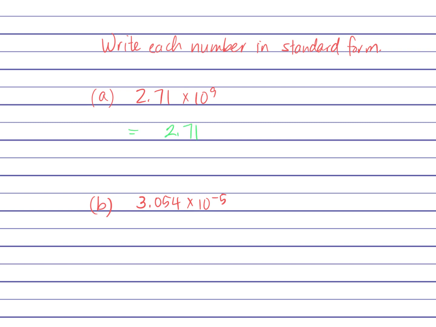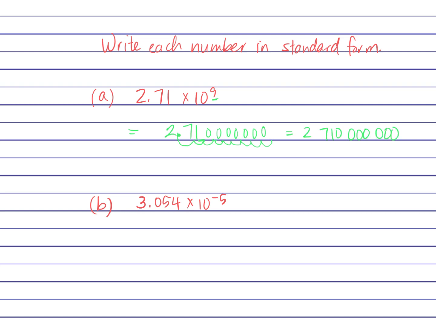I will begin with my number 2.71, and because I want to move a decimal 9 places and it's currently existing here, and my number is getting bigger because it's not negative, so I'll move it 9 places. 1, 2, 3, 4, 5, 6, 7, 8, 9. And for each place that I move the decimal, I fill in with a 0. So the new number has all these zeros.